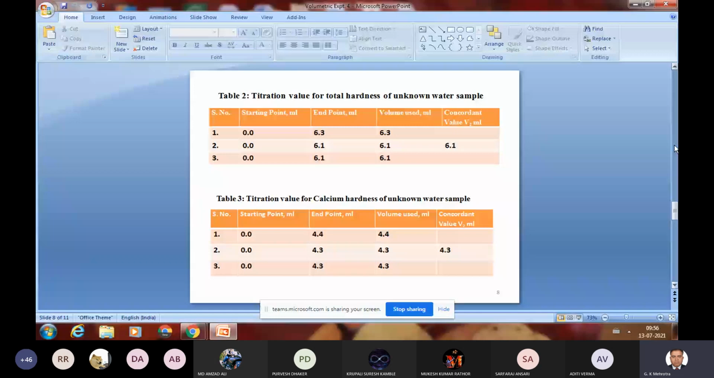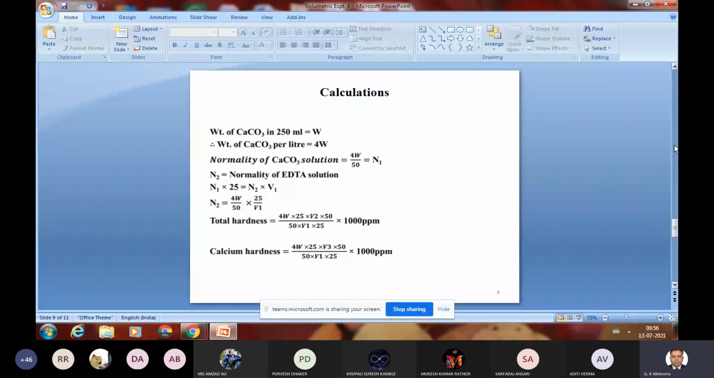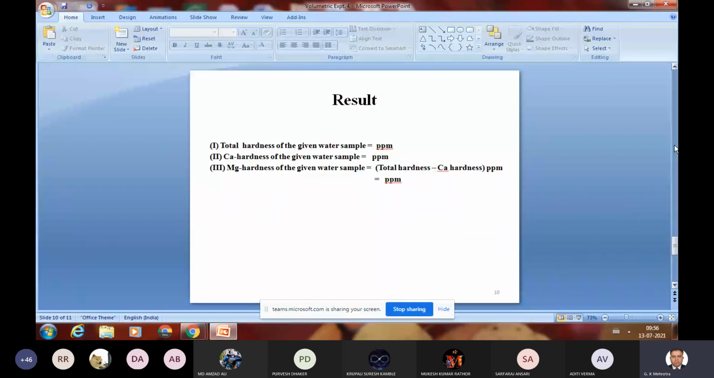The same sample is used for calcium hardness separately, and calculations, formula are given, and the result you have to report in terms of total hardness of the given water sample, then calcium hardness of the given water sample, and total minus calcium is magnesium hardness. So you have to report the result of the given water sample as total hardness, and calcium and magnesium hardness separately.